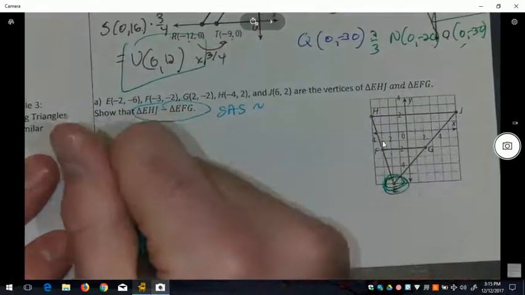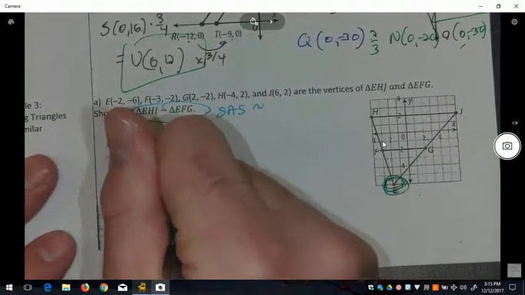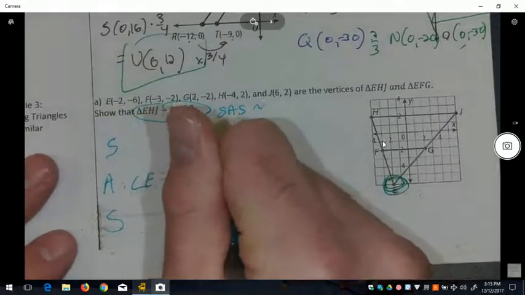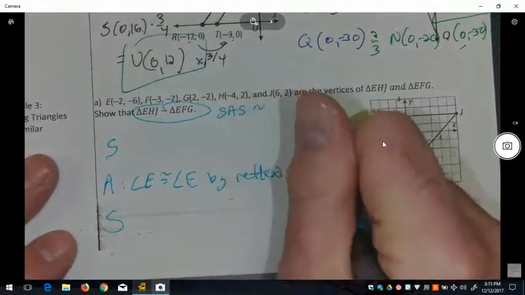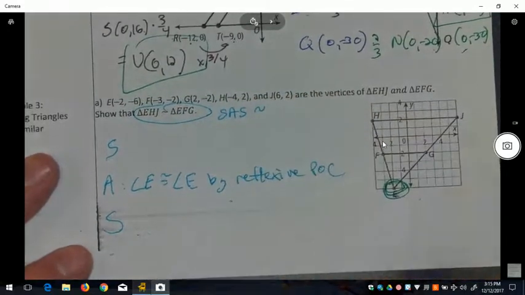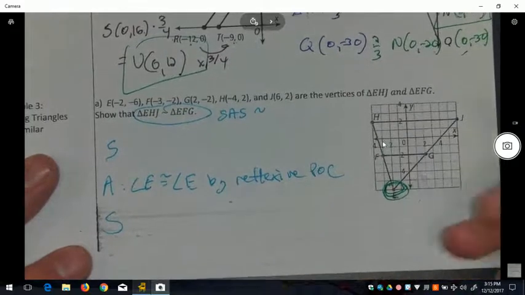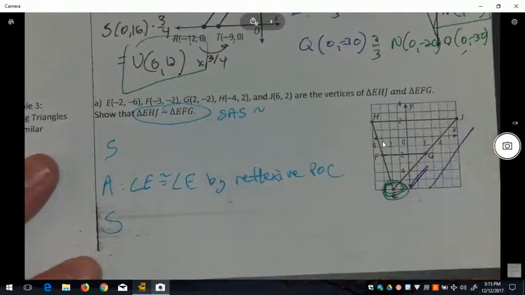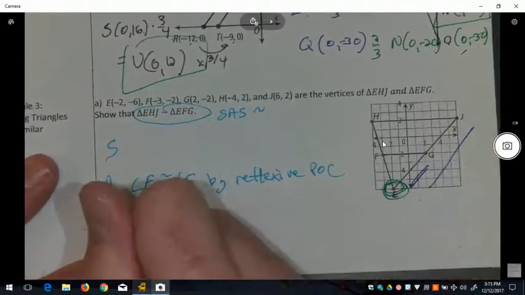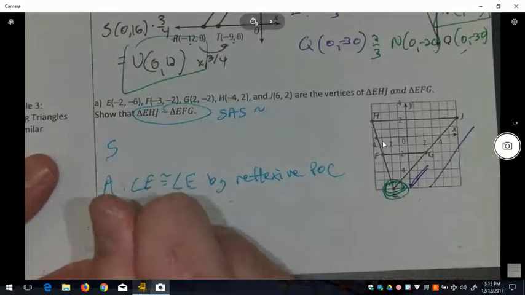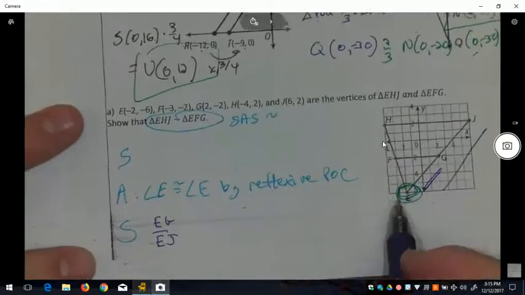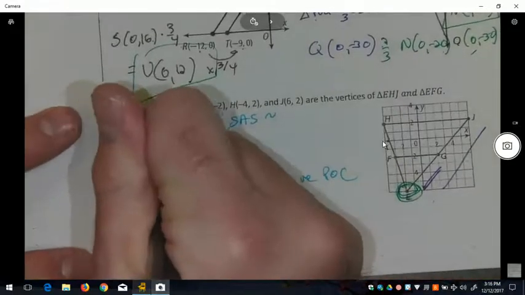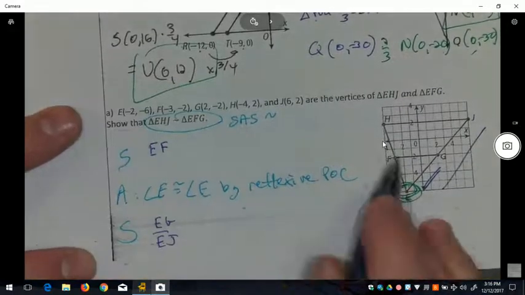The angle I'm going to use is angle E. Angle E is congruent to itself by reflexive property of congruency. Now, to do the sides, I have to use the length of EG and EJ. So I'm going to do EG over EJ, which they did not give me those side lengths, so I'm going to have to calculate them. And then EF, because I like to do small over large, over EH.